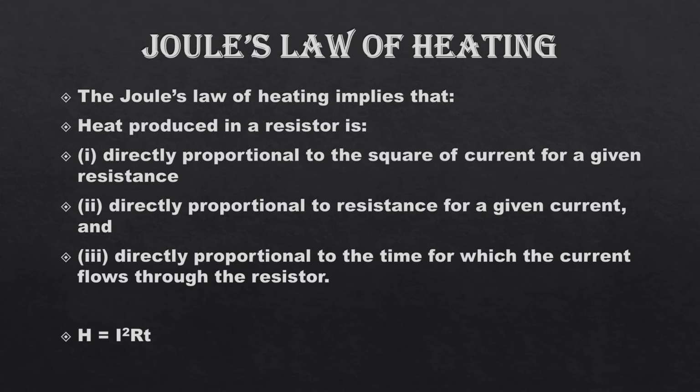Yes, if you have a doubt, we know directly proportional and inversely proportional. If something comes as divided by, it is inversely proportional; if it comes directly in the numerator, it is directly proportional. So look once more, write down this and learn this. It is very important, this law. H is equal to I square RT. Heat is directly proportional to the square of the current for a given resistance, and it is directly proportional to resistance for a given current and time for which current is flowing through the resistor. So we have derived already how this formula came, H is equal to I square RT.